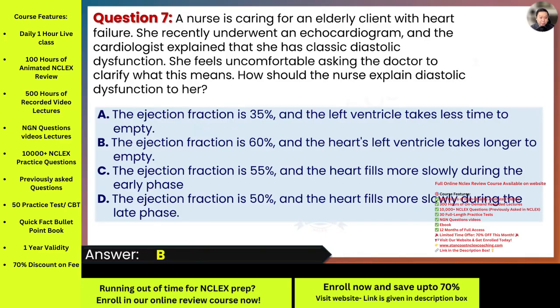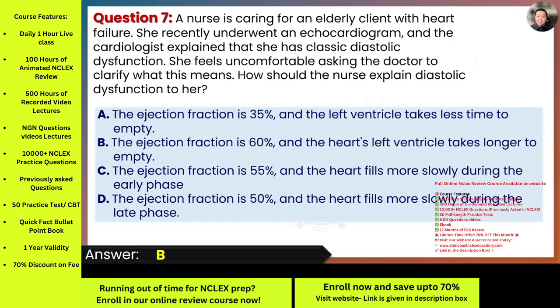And why letter B? Well, because when a client has a diastolic dysfunction, the heart still pumps effectively. It simply means the ejection fraction is preserved, but it struggles to fill properly during the diastolic phase, which is the relaxation phase of the heart cycle. Now, the problem is not with the pumping out of blood, but with the heart's ability to relax and receive blood effectively.